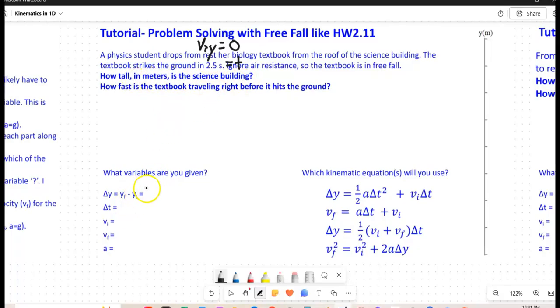Okay, let's look at that first question. How tall in meters is the science building? So they're asking us for how tall it is, which is a distance, rather a displacement. They've given us the time, 2.5 seconds it took. It dropped from rest, 0 meters per second. Now, at first appearance, it looks like they gave us only 2 numbers, which we can't solve for anything. We need 3 numbers to actually solve for something. Well, if it's falling under gravity, that's going to be negative 9.8, or rather 9.8 meters per second squared down.